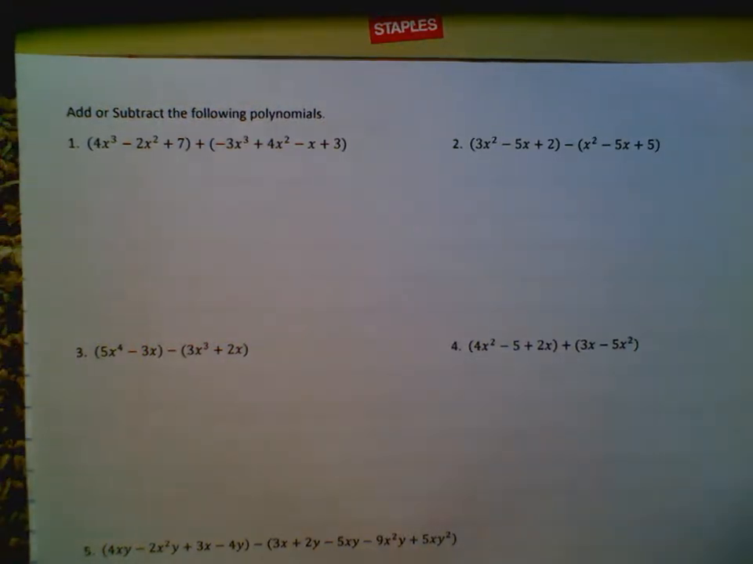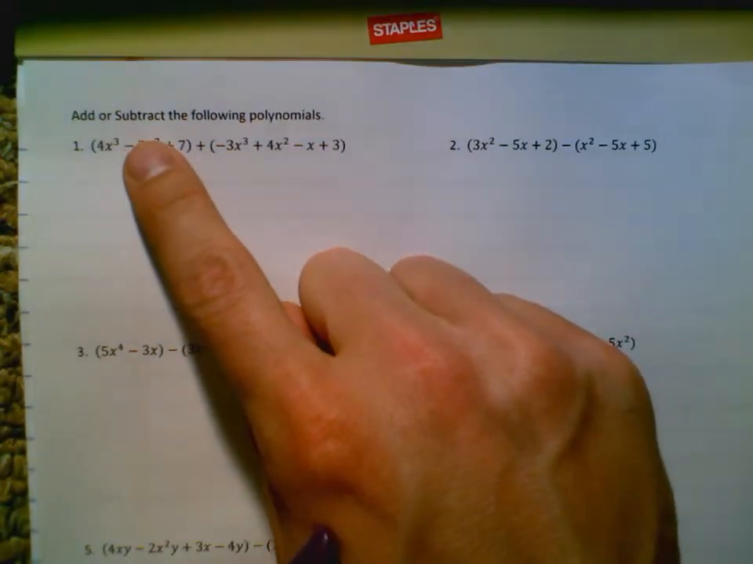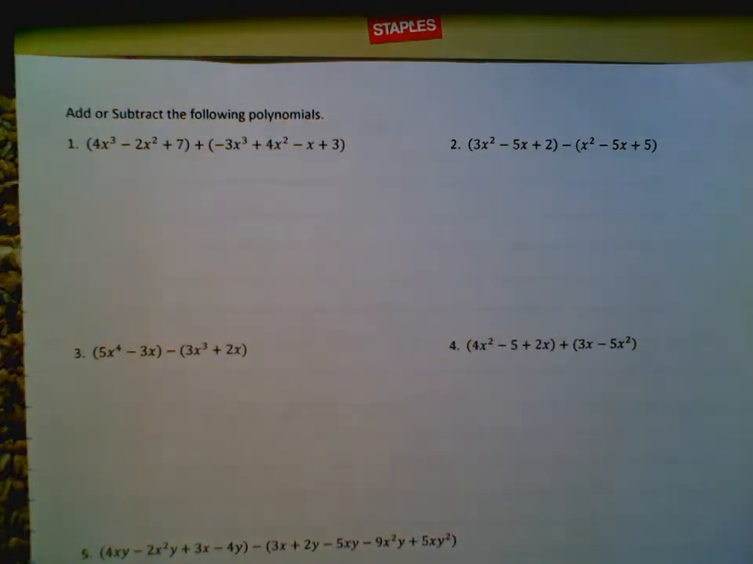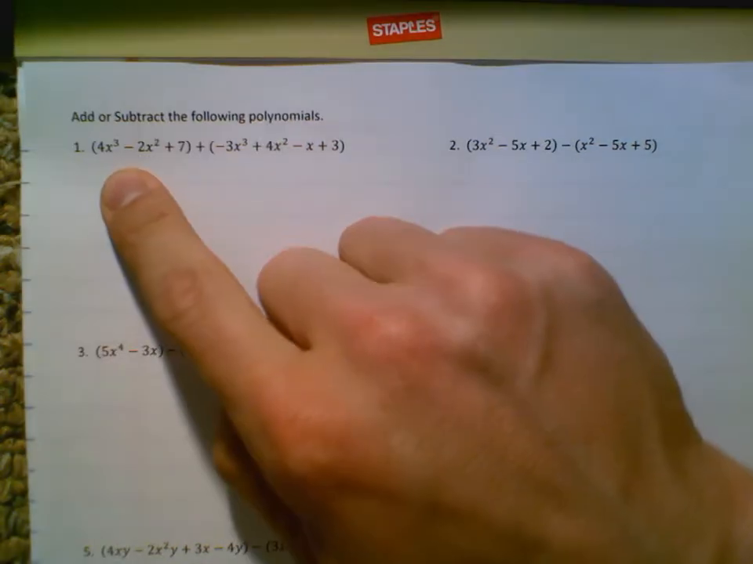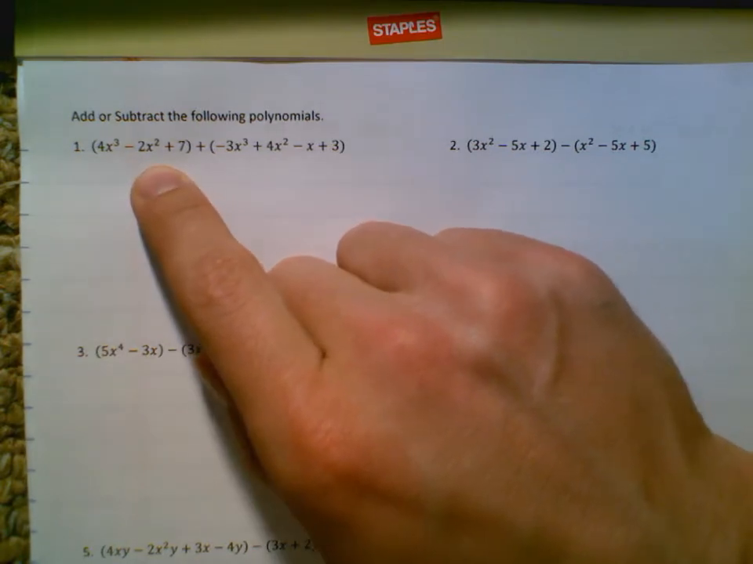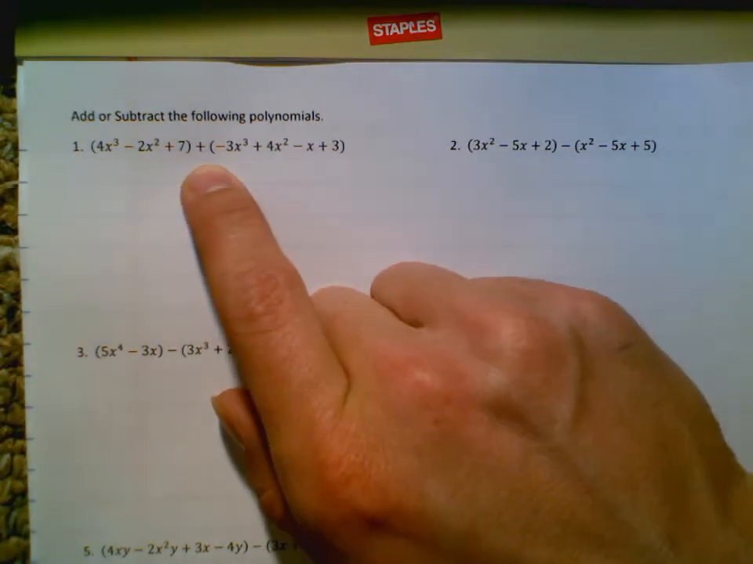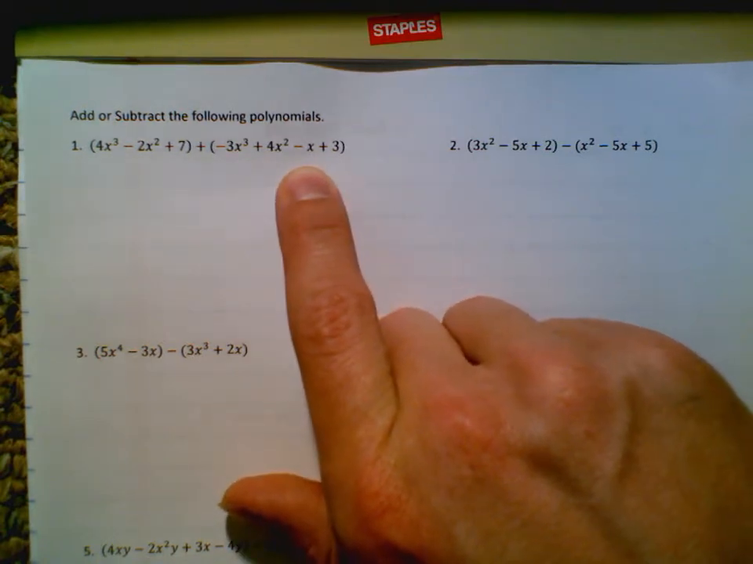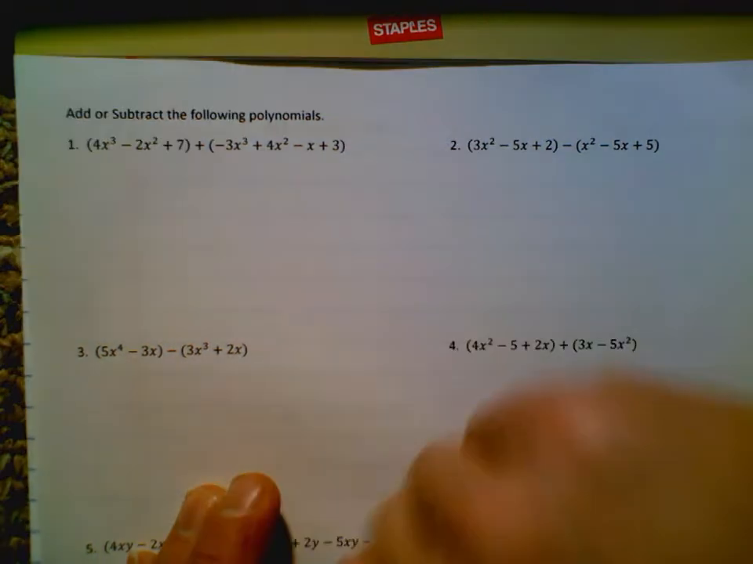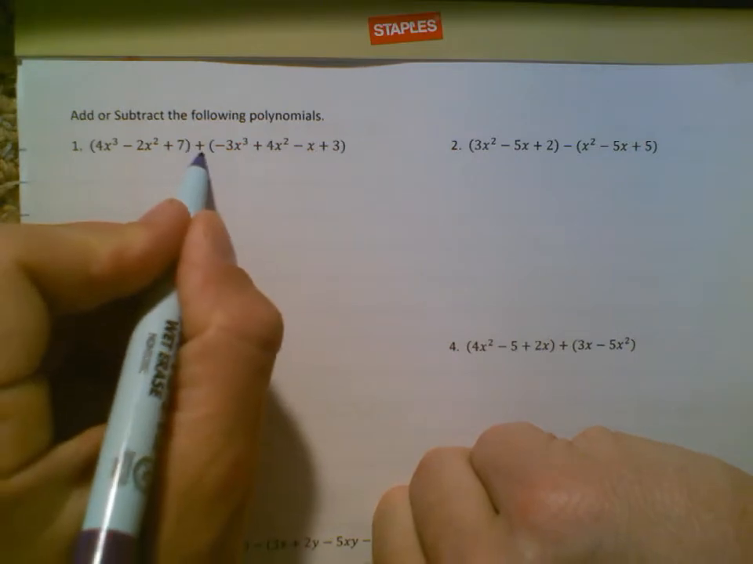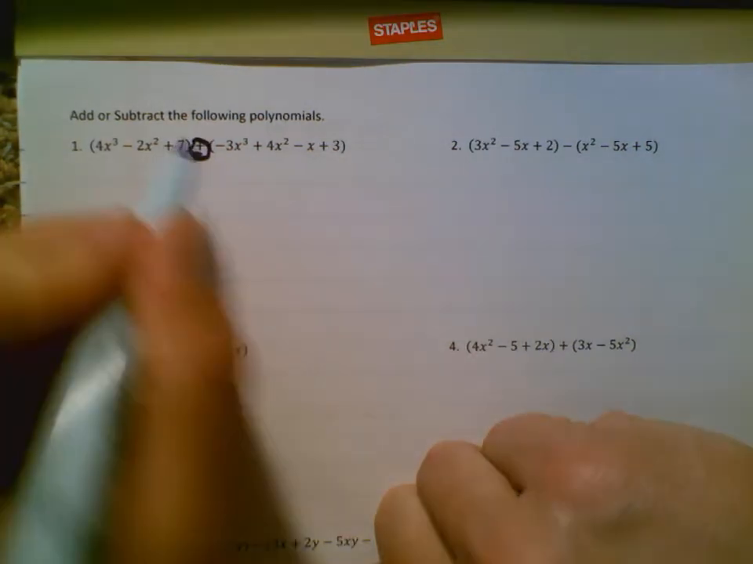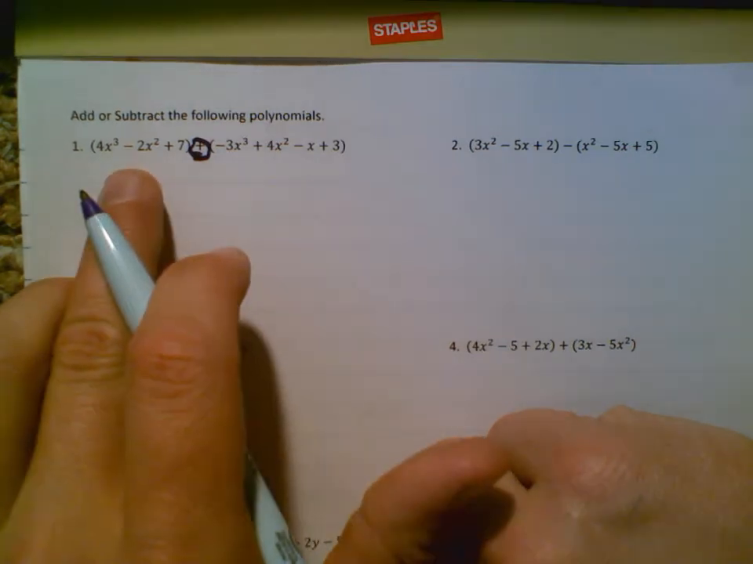In this video, I'm going to do examples of adding or subtracting polynomials. So looking at number one, it says I have 4x to the third minus 2x squared plus 7 plus negative 3x to the third plus 4x squared minus x plus 3. Now, whenever you're adding polynomials together, what we're looking to do is combine like terms.